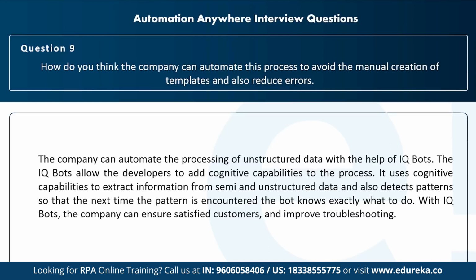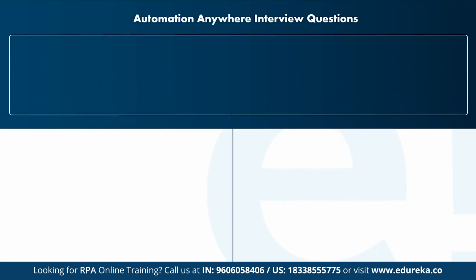So with the help of IQ Bots, the company can ensure that it satisfies its customers, improves troubleshooting, and reduces the manual creation of templates. So that's how a company can automate this process to avoid the manual creation of templates and reduce errors. Now moving on to the next scenario.